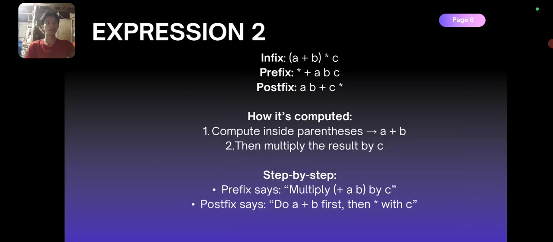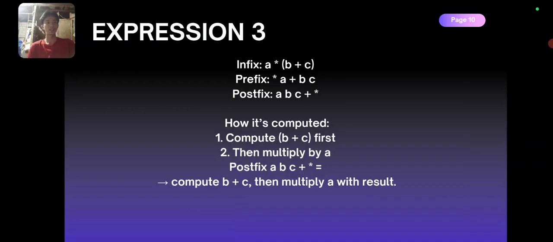Then in expression 2, we have parentheses. In infix, we use PEMDAS: parentheses, exponents, multiplication, division, addition and subtraction. We first compute what is inside the parentheses, then multiply it by c. In prefix, plus a b, then multiply it by c, and postfix is just the same: a b plus first, then multiply it by c.